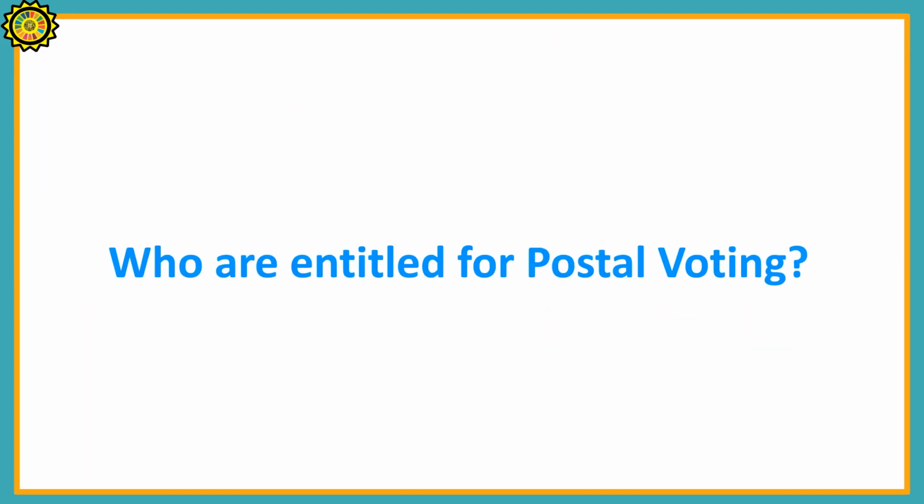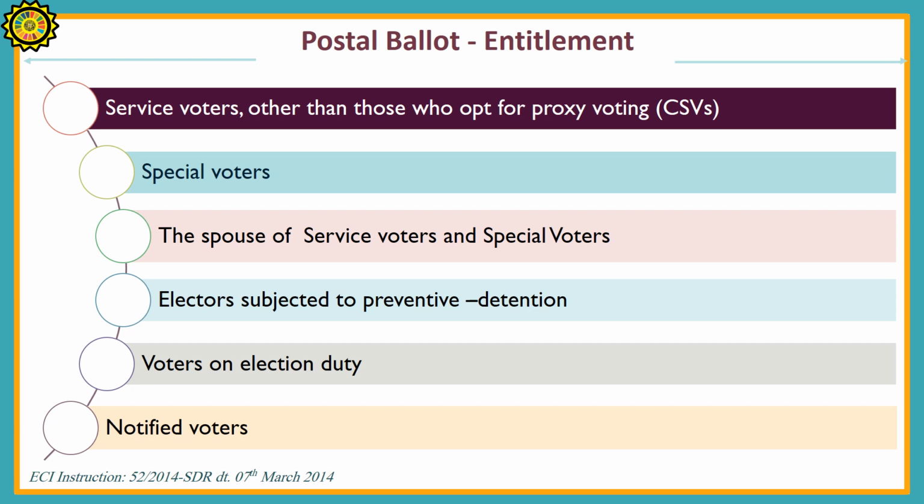Who are entitled for postal voting? The persons who are entitled for postal voting are service electors, other than those who opt for proxy voting, special voters, the spouse of service voters and special voters, electors subjected to preventive detention, electors on election duty, and notified voters.